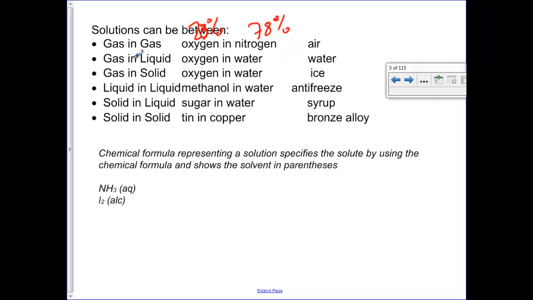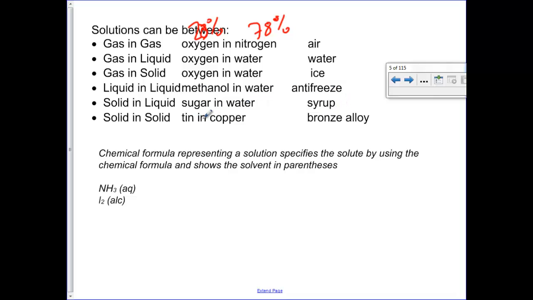Water is actually a good example of a gas dissolved in a liquid. You can have bubbles inside of water sometimes. You ever notice these before? So long as they're uniform throughout, that's a solution. Ice will actually have bubbles caught inside of it, so you can even have a gas in a solid. Antifreeze is a good example of liquids in liquids. You can pour methanol in water and make antifreeze. Sugar in water, like syrup, is a solid in a liquid.